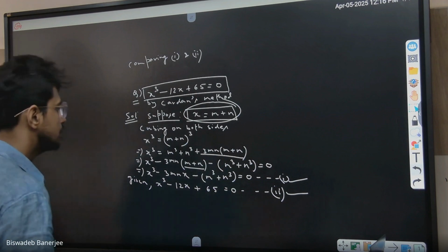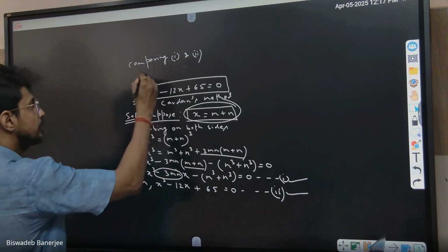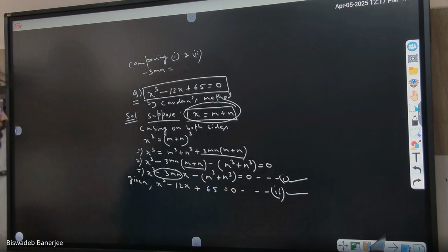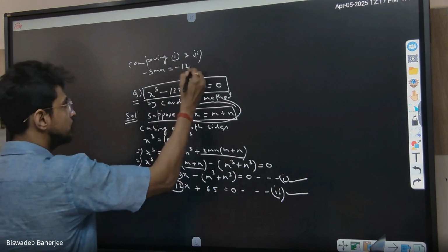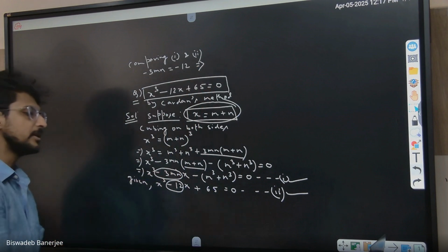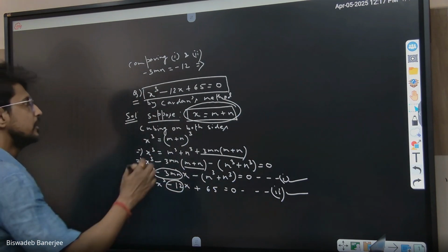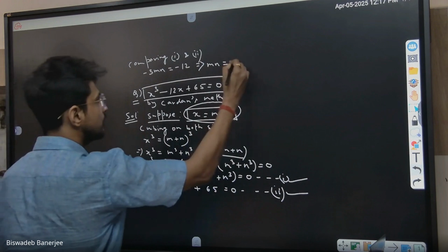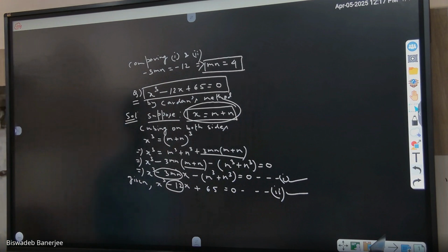Comparing 1 and 2, see that my coefficient of x is minus 3mn. And here my coefficient of x is minus 12. This gives you my mn. 3 and 12 get cancelled. My mn becomes 4. My m into n becomes 4.